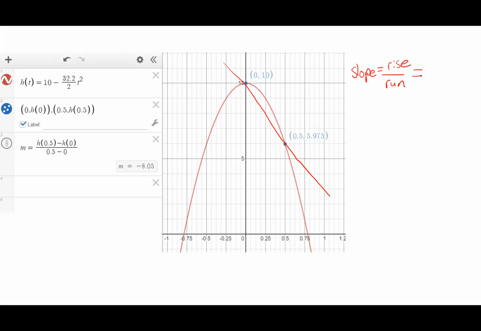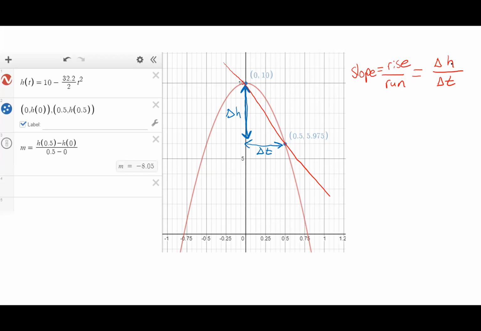In this case, the rise is a change in height, so I'm going to put a delta, a triangle, for change in height. And the run is a change in time. Let me use a different color here so we're not all red. So we have this change in height, that's the rise, delta H. And this right here is the elapsed time from when it rolled off the basketball rim to 0.5 seconds later. So that's a change in time.